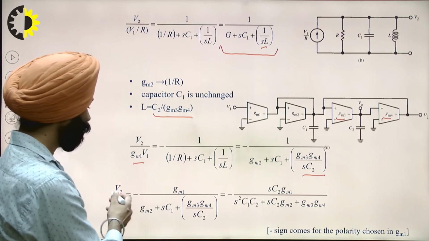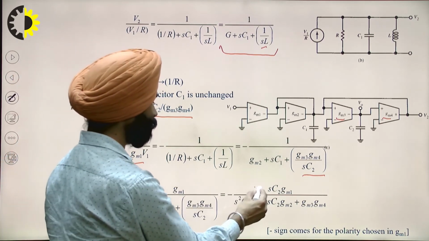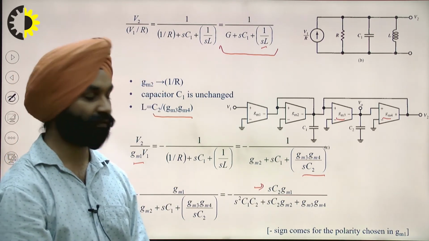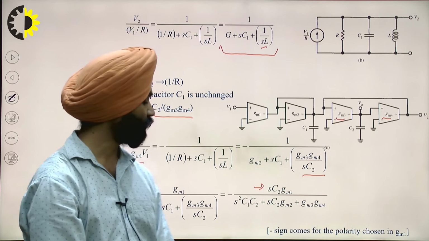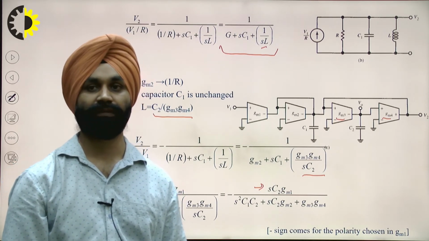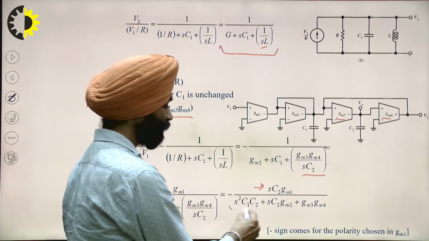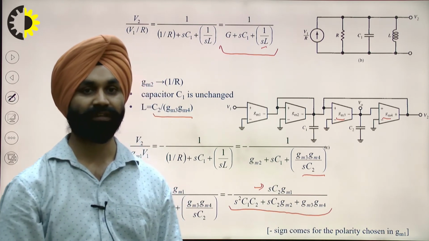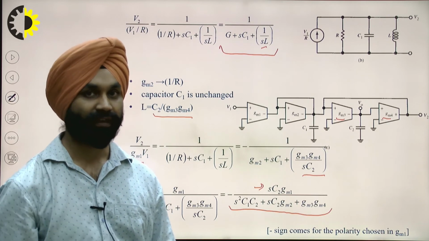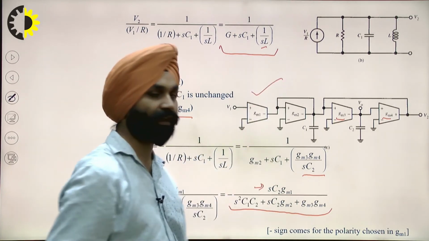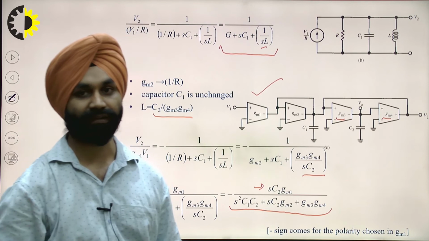So if we give V2 by V1 for the transfer function, it comes to be SC2 GM1 upon S square C1 C2 plus SC2 GM2 plus GM3 into GM4. So this is a transfer function of a second order biquad. So again, we can create this single-ended second order biquad using these transconductance amplifiers.